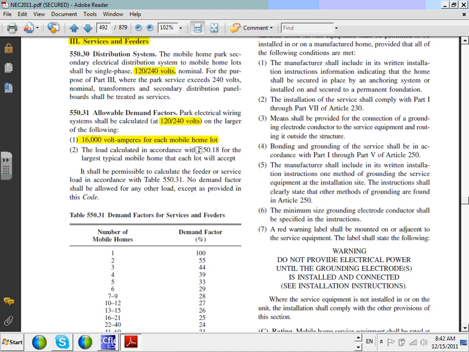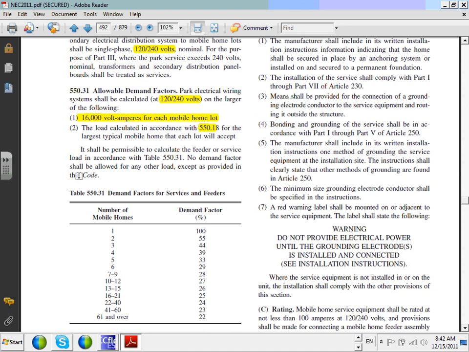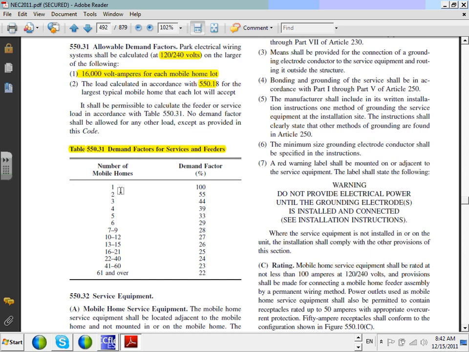Or you can do it based on this calculation here, 550.18, and if you go to 550.18, it walks you through almost like a residential house calculation. And then you apply the demand factor from this table, so based on how many lots you have, you apply the demand factor.